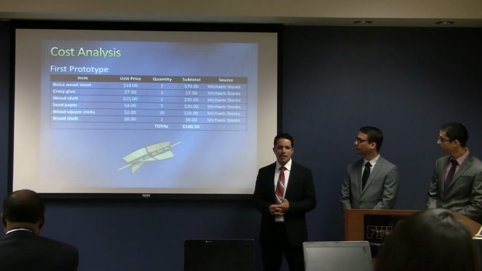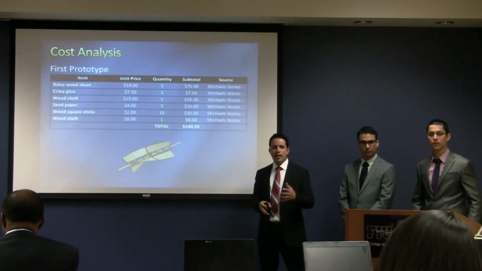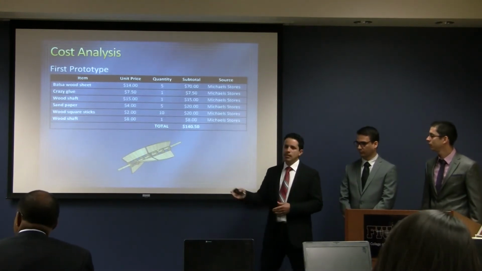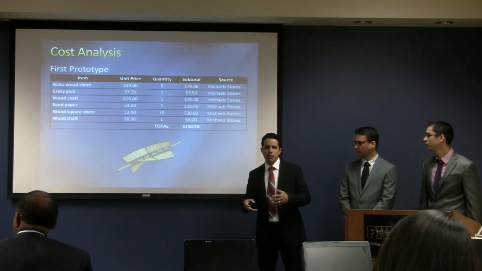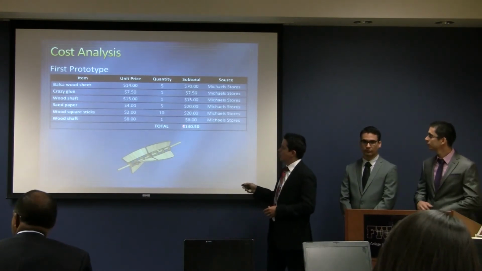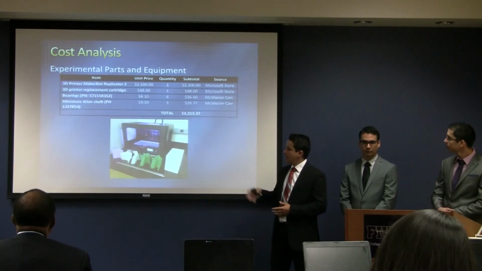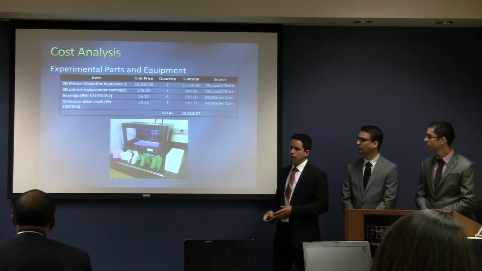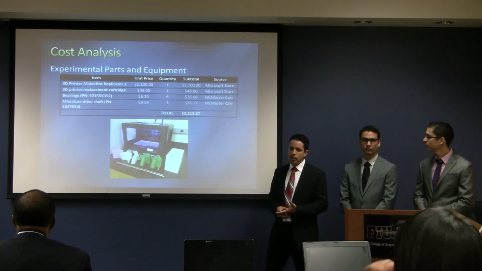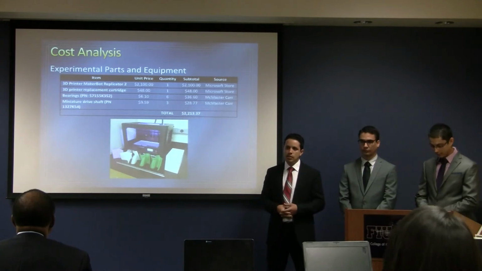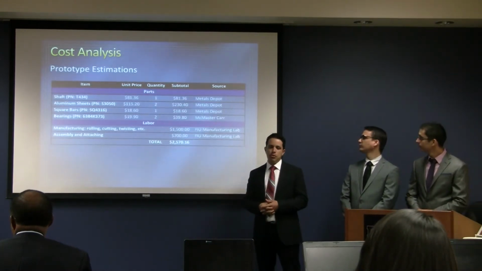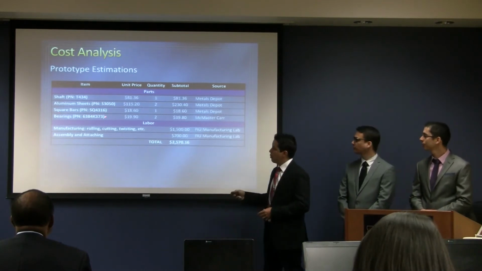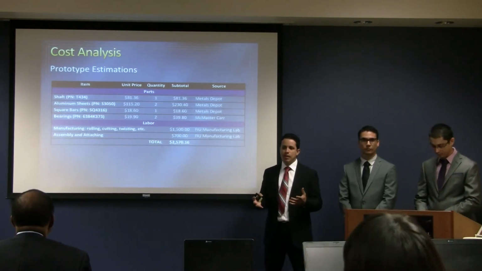And to finalize, we did a last analysis, which is a cost analysis. We divided it into three. The first one is about our very first model. You can see it over there in the table. That's the very first model we used to prove this new concept, and including all the parts, we paid about $140. Secondly, we have a cost analysis of all the experimental parts and equipment, including a 3D printer from MakerBot, and everything comes to about $2,200. And finally, we wanted to do a very rough estimation of how much the actual prototype could cost, and including parts and labor, it comes to about $2,500.